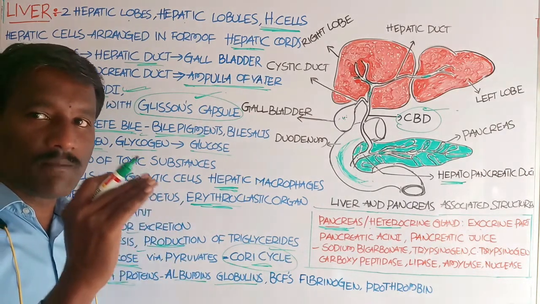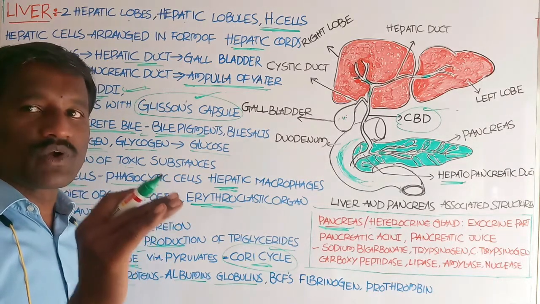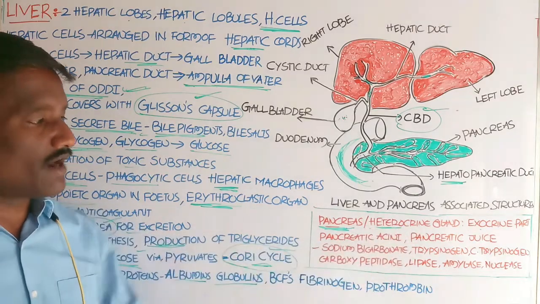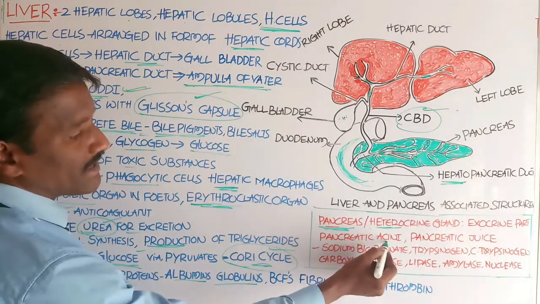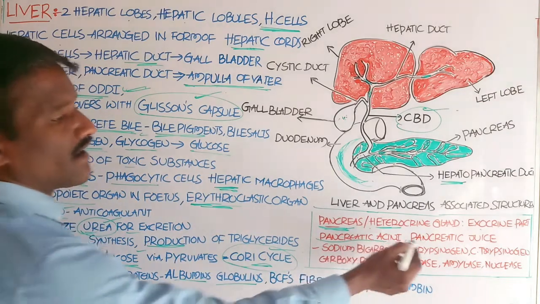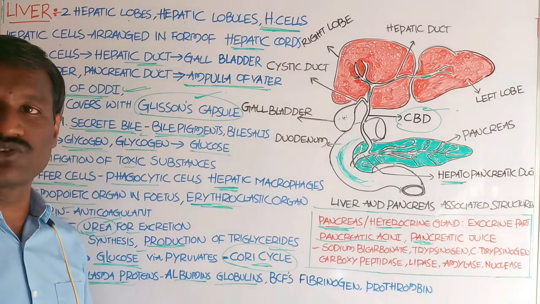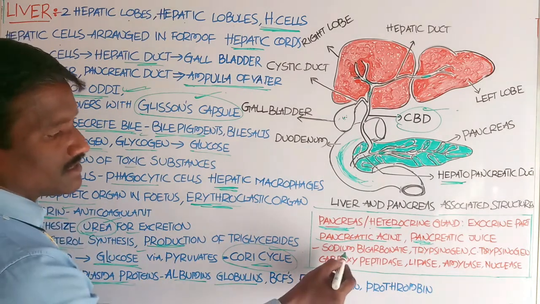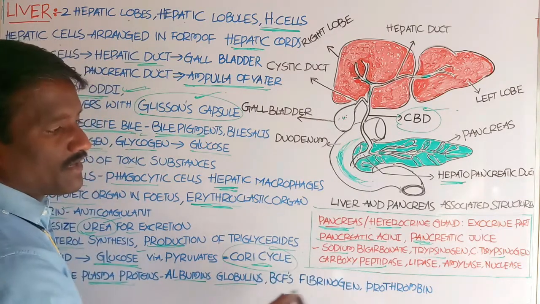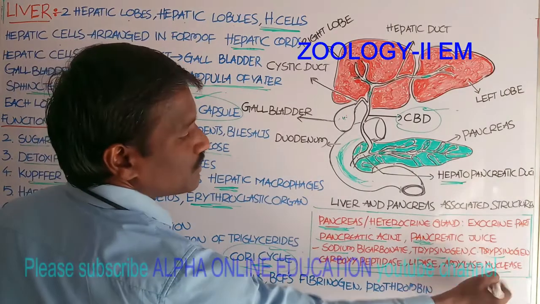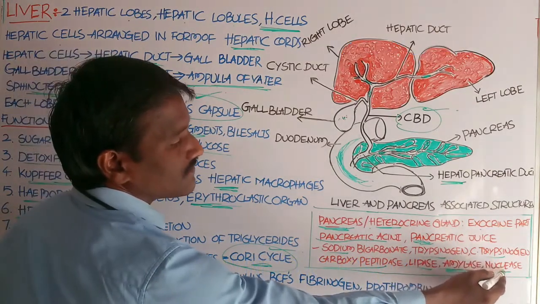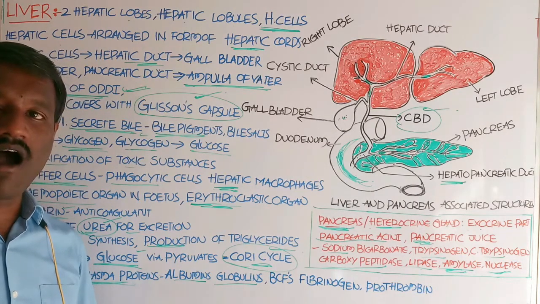The endocrine part of the pancreas secretes two types of hormones: insulin and glucagon. The exocrine part consists of pancreatic acini. The pancreatic acini secrete pancreatic juice. Pancreatic juice helps in the digestion of food particles. It consists of sodium bicarbonate, trypsinogen, chymotrypsinogen, carboxypeptidase, pancreatic lipase, pancreatic amylase, and nucleases, which are DNase and RNase.